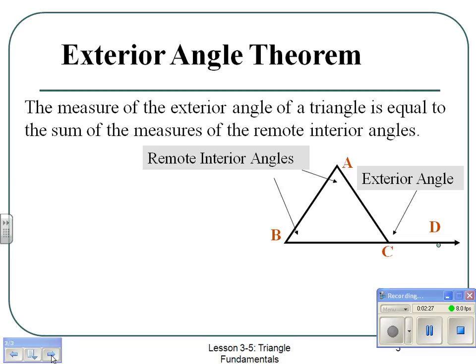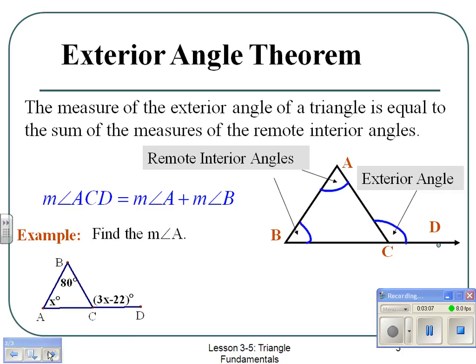Your remote interior angles are the other two vertices or corners of the triangle, which do not touch the exterior angle. That's why they're very remote from the exterior angle, and they're the other two angles on the inside of your triangle. So what it's saying here is if you add A and B together, these two angles on the inside of your triangle, they should add up to this outside angle. And we have an example.